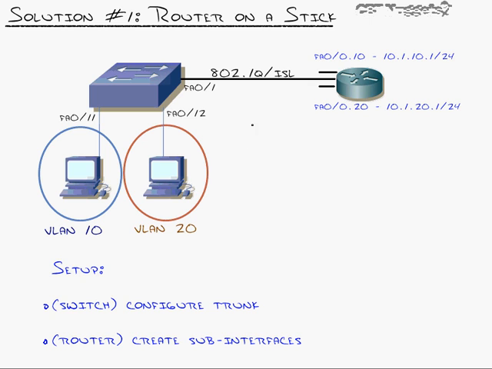So our router on a stick solution is working, but as I mentioned, this is the slower of the solutions. We're having to leave the switch, go to the router, loop back around, be processed by a router in the middle, and then come back into the switch. So let's move on to solution number 2.